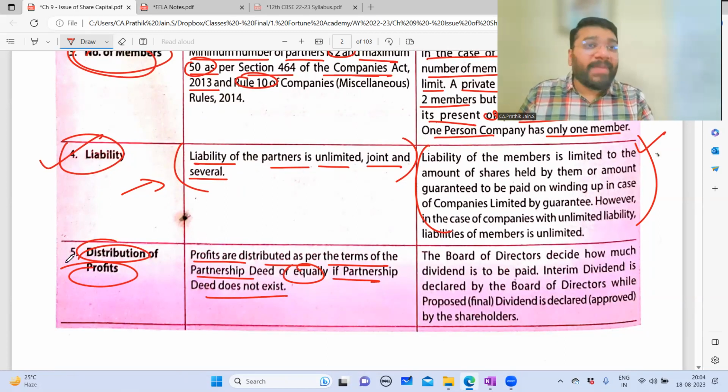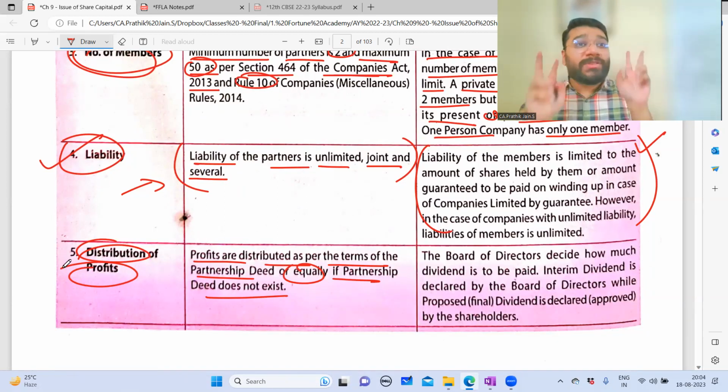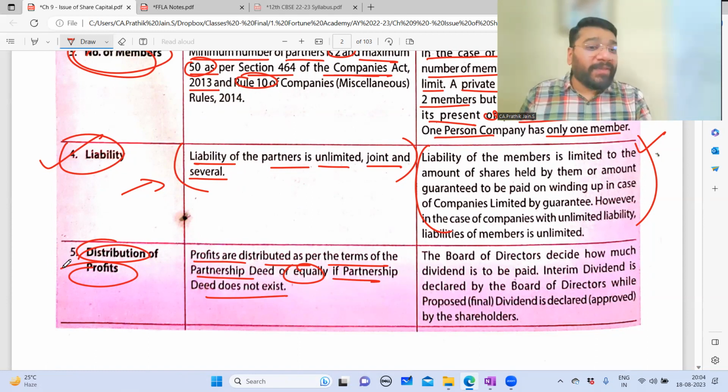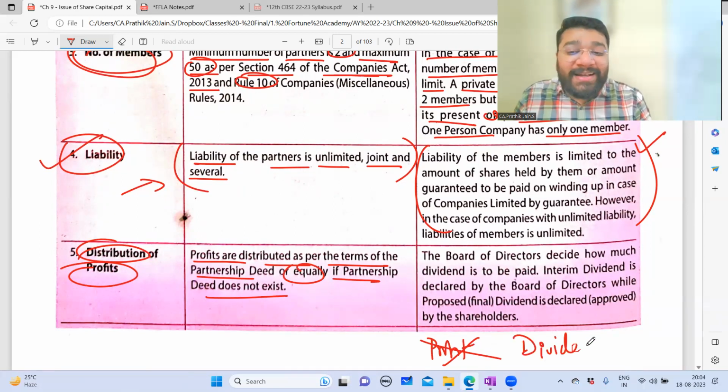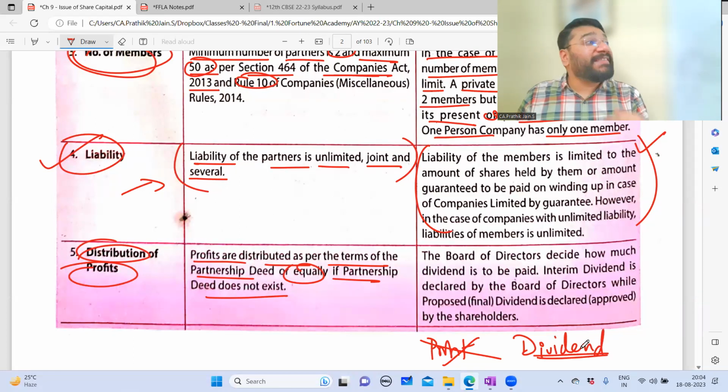But I told you, in companies we use a fancy word. In a company, the word profit is there, no? We don't use the word profit. It is called dividend. So distribution of dividend. The profit is termed in the Companies Act as a dividend. Now, how do you distribute the dividend?